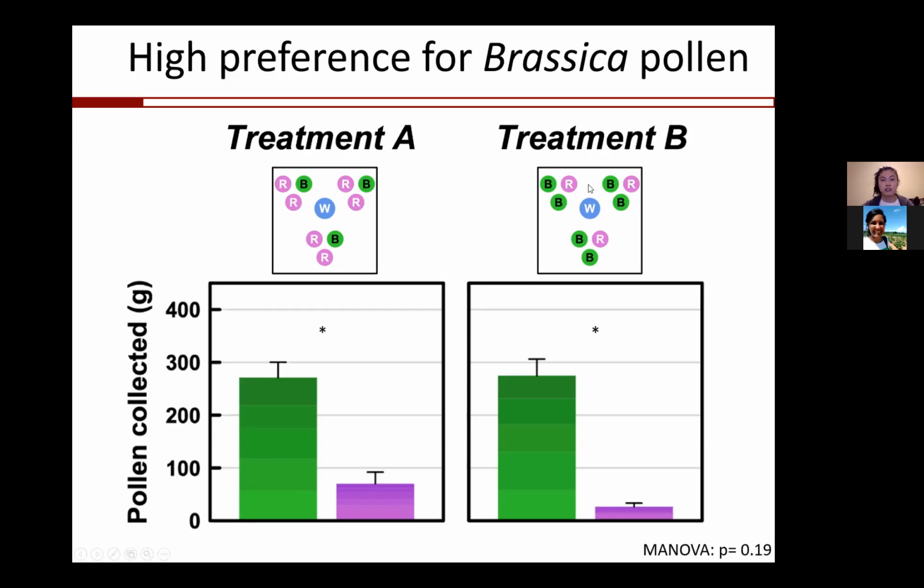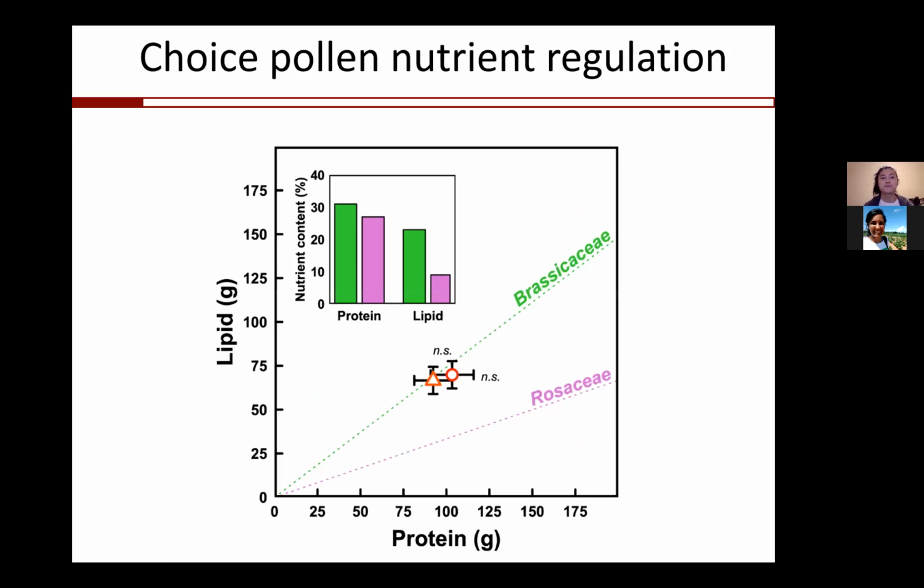So what this is showing is that regardless of what treatment it is, regardless of how many rose dishes there are relative to brassica, bees are significantly going after brassica pollen a lot more compared to rose. So they have a very high preference for this pollen type.